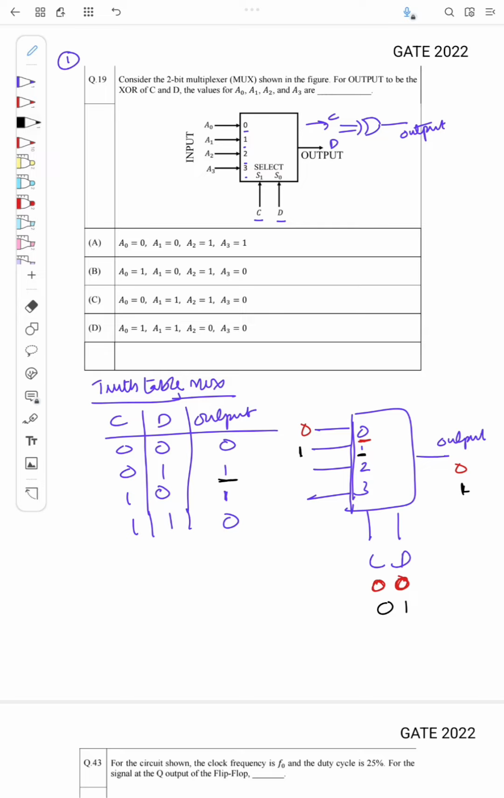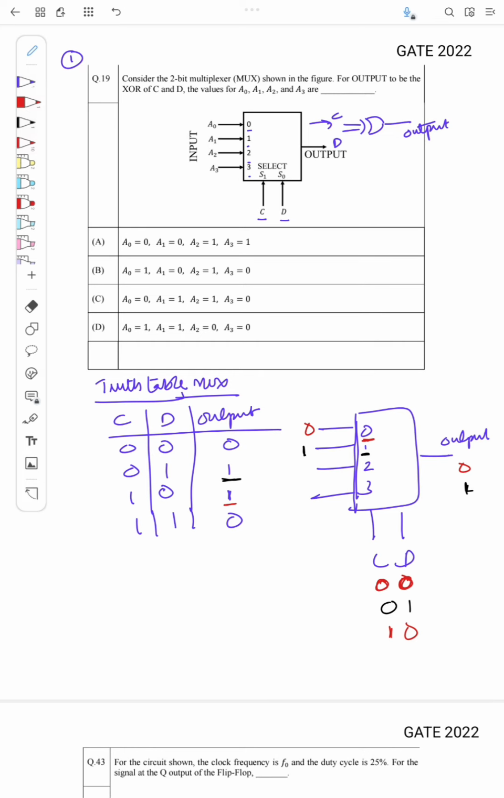Similarly, when the input is 1, 0, the output should be 1. And when the input is 1, 0, the input 2 will be selected. So I have to set it here as 1, then only that input will come to the output. Similarly, when the input is 1, 1, the output should be 0. And we know when the input is 1, 1, the input corresponding to pin 3 will be selected, right? So here the input should be 0, so that I'll get an output 0 here.